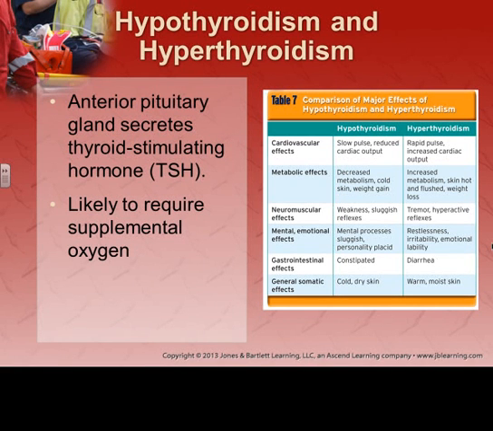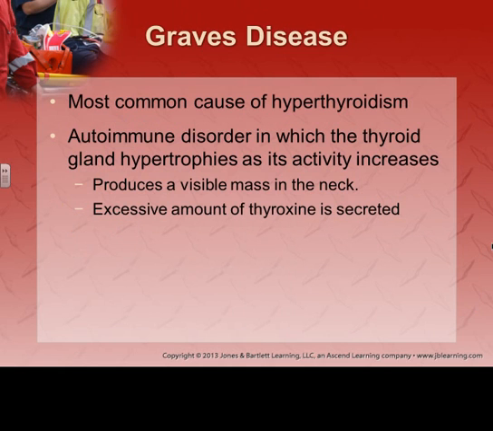These patients, though, they can be in some pretty serious danger if they start having, especially hyperthyroidism issues. Graves' disease, it's the most common cause of hyperthyroidism. Graves' disease produces a visible mass in the neck. What is that also called? A goiter. This is where excessive amounts of thyroxine is secreted. So, what do you think they're going to have to do? Limit the amount of thyroxine that's secreted, right?